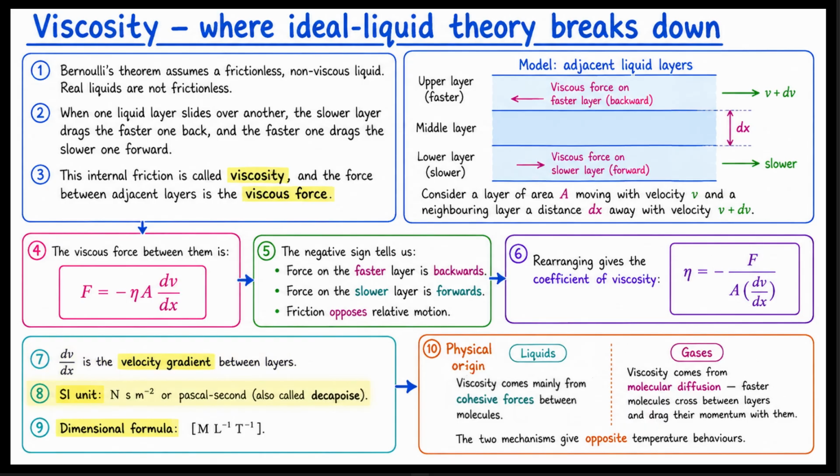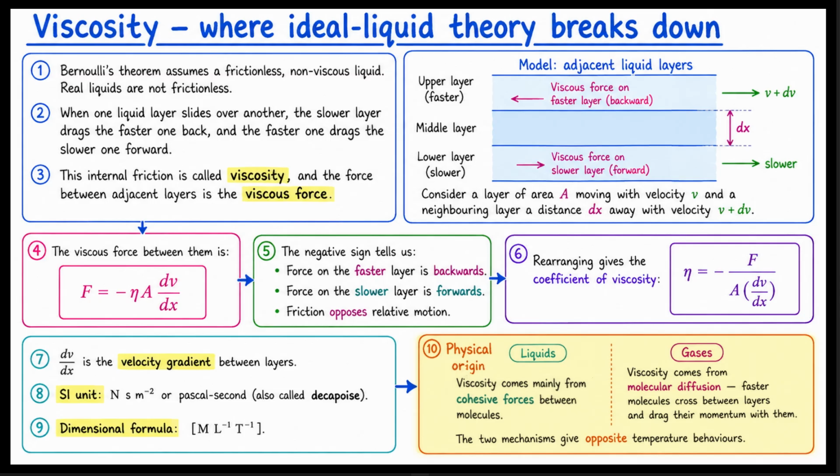The SI unit is Newton-second per square meter, also called the Pascal second, and historically the decapoise. The dimensional formula is M L to the minus 1 T to the minus 1. Physically, the source of viscosity is different in liquids and gases. In liquids, viscosity comes mainly from cohesive forces between molecules. In gases, it comes from molecular diffusion. Faster molecules cross between layers and drag their momentum with them.